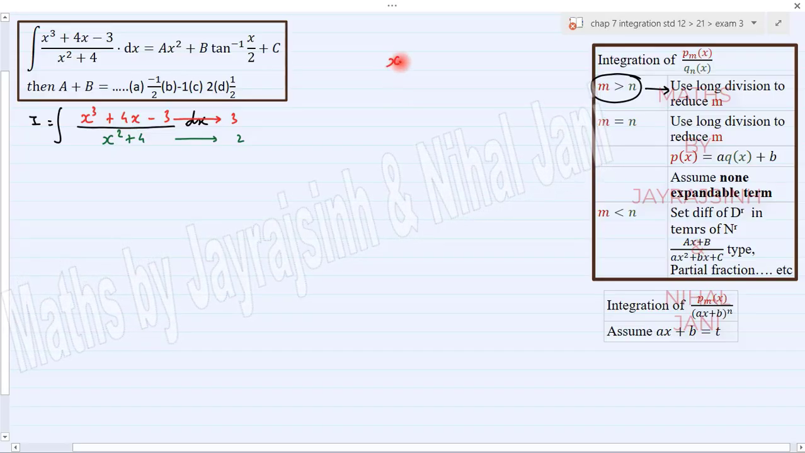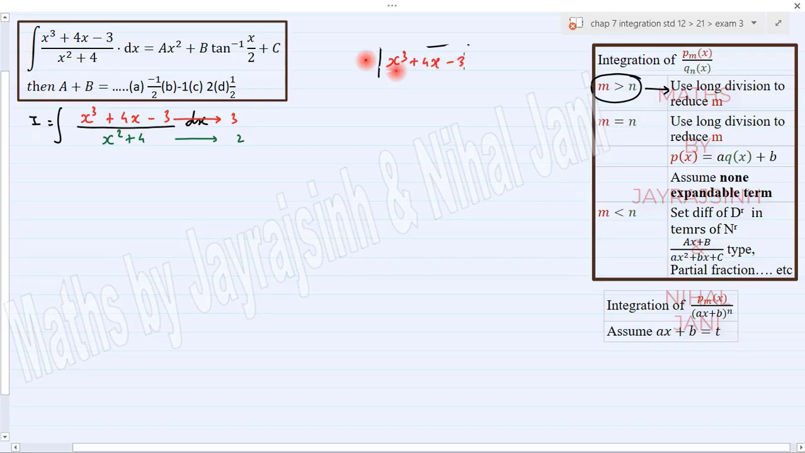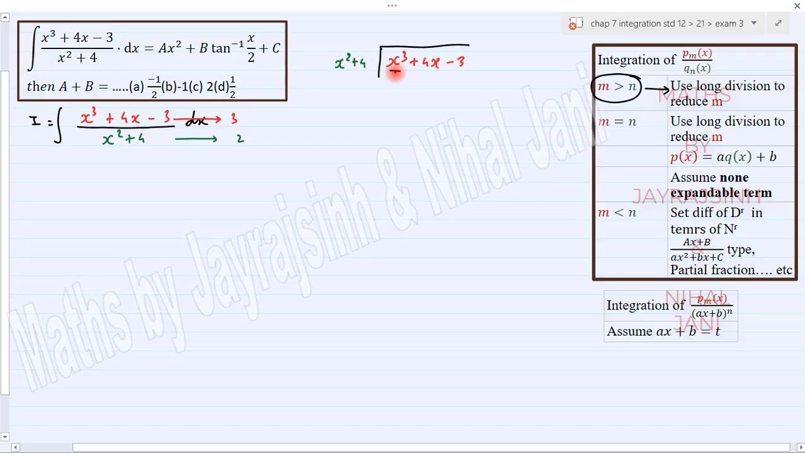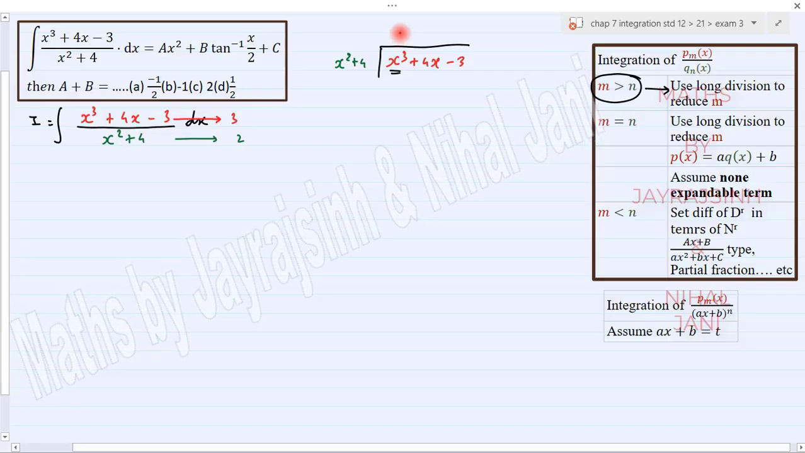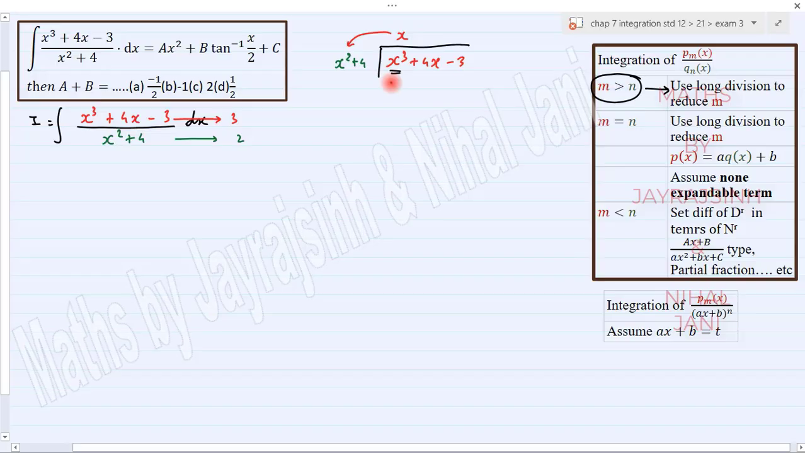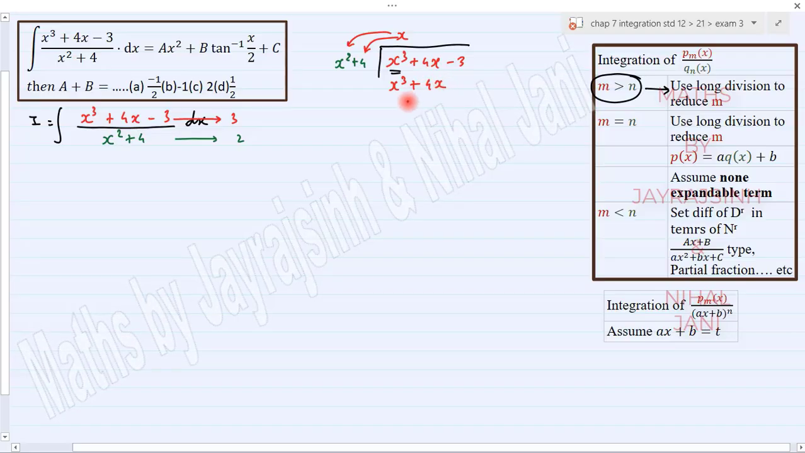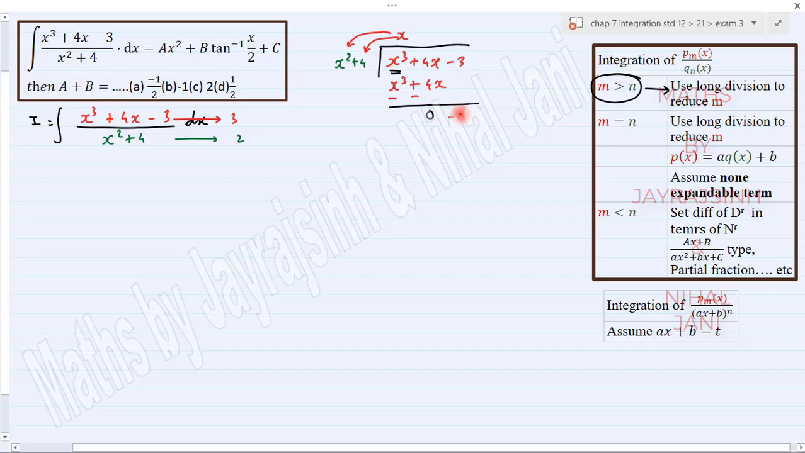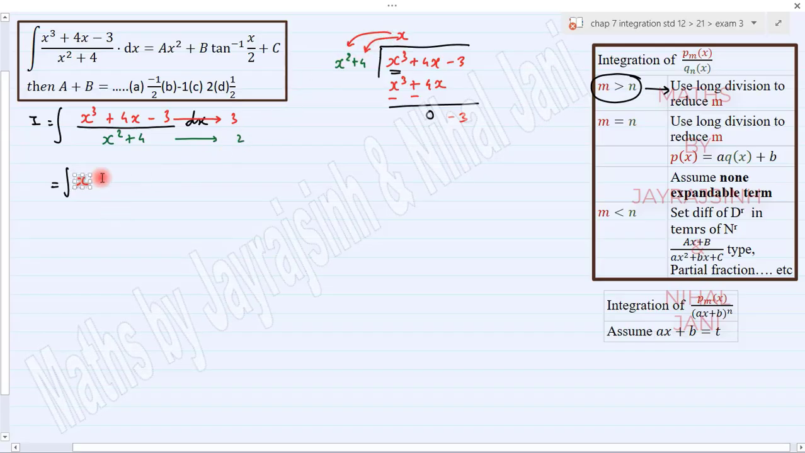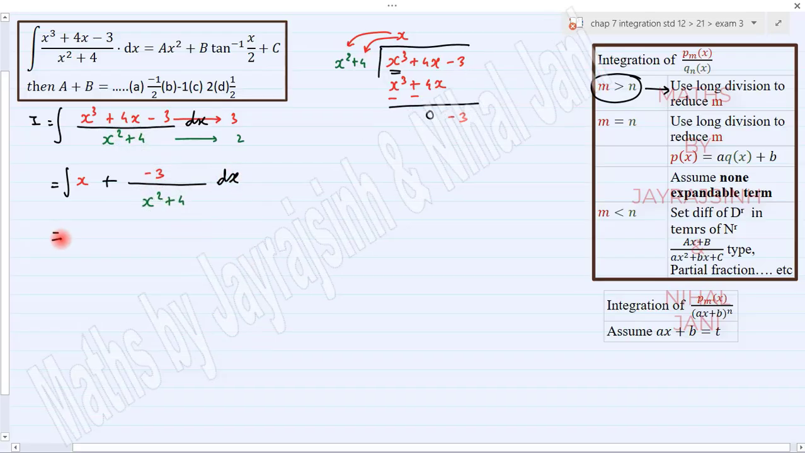So let's divide our x cube plus 4x minus 3 by x square plus 4. To get x cube, we have to multiply x. x multiplied with x square will give us x cube, plus x multiplied with 4 will give us 4x, minus minus will give us 0, and the remaining term is minus 3. So here we'll get your answer, which is your x over here, plus your remaining term minus 3 upon your denominator, which is x square plus 4 dx. Now we are ready to integrate.